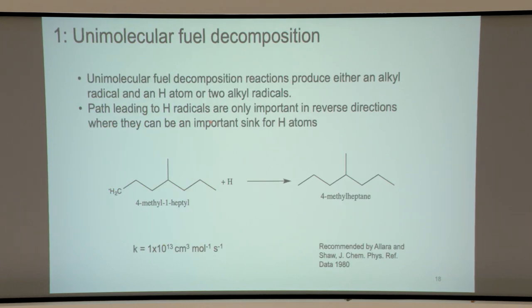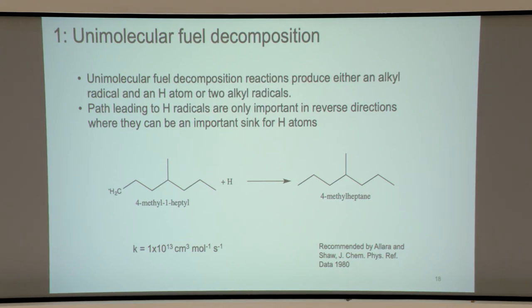So the first one, okay? The first one we said is unimolecular fuel decomposition. This is the initiation step in the absence of oxygen. Of course, in a real system we have oxygen, but first we start with the simplest case. Forget about the oxygen, let's write the reactions only for the fuel. So the first one is unimolecular fuel decomposition. Unimolecular means, of course, no binary collision partner.